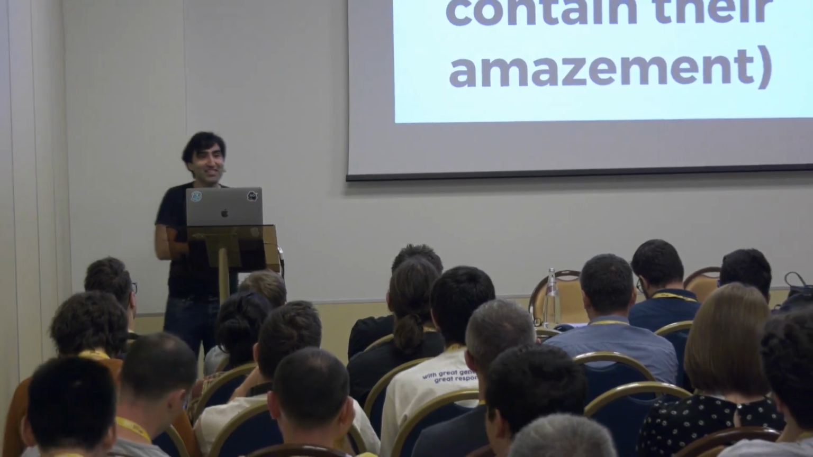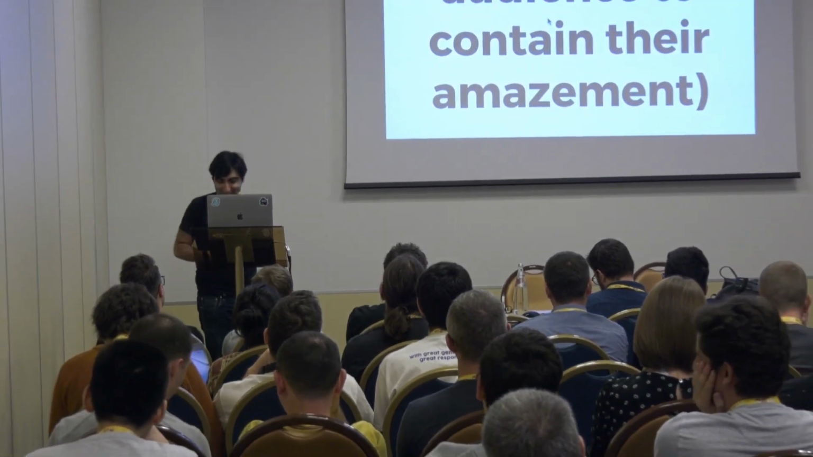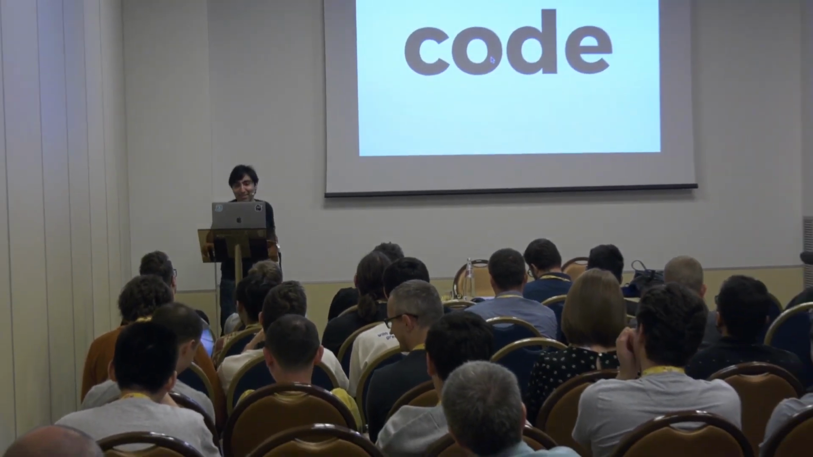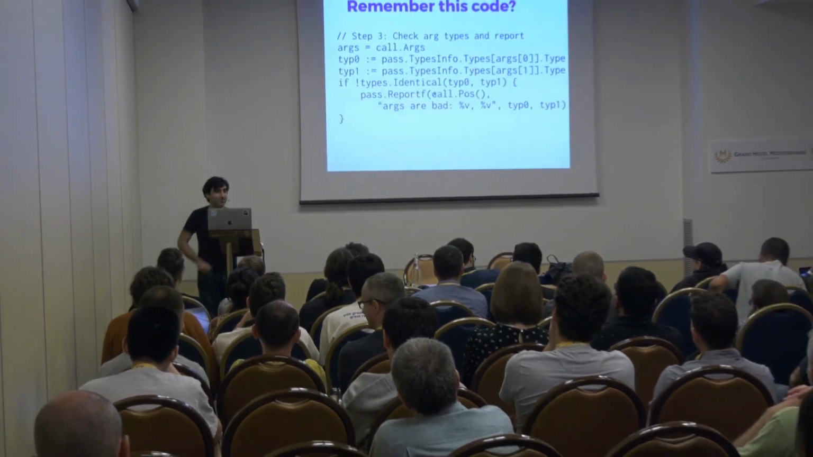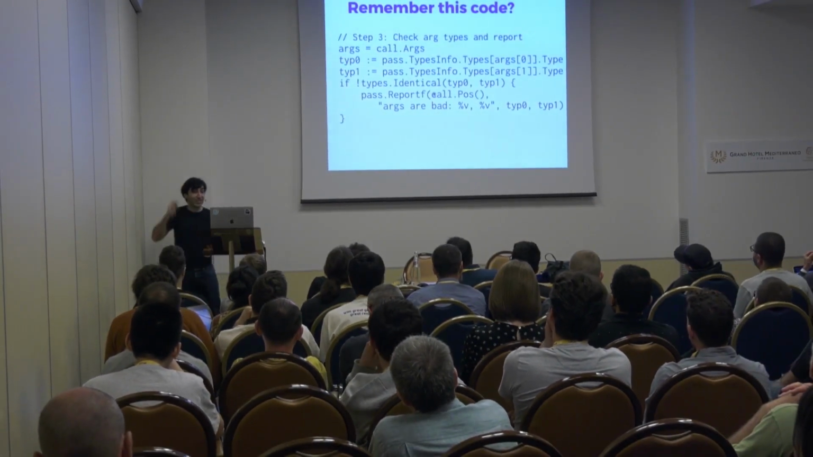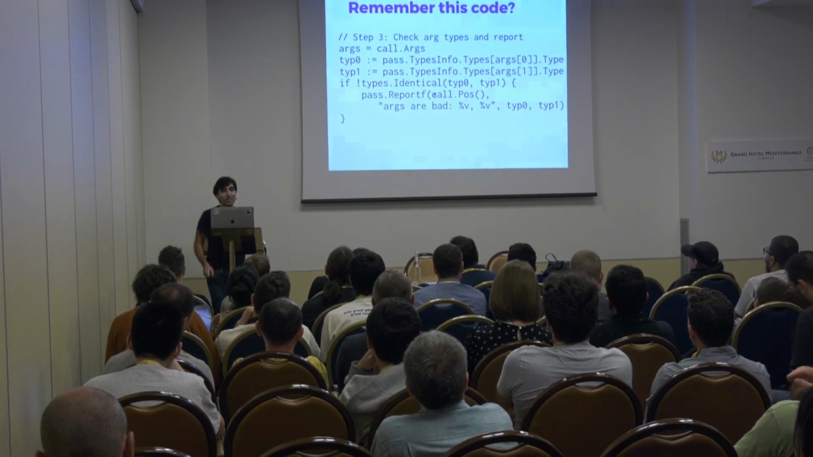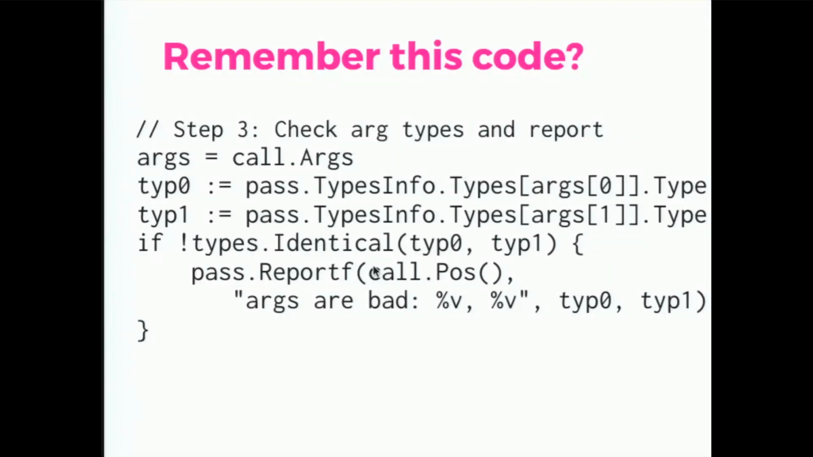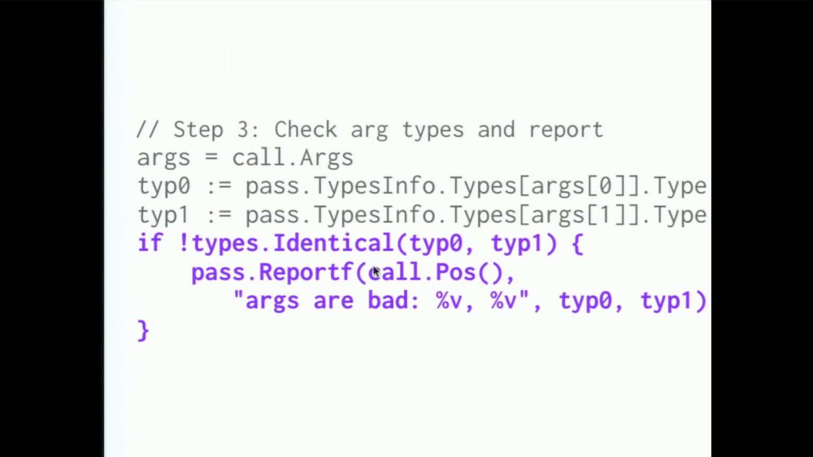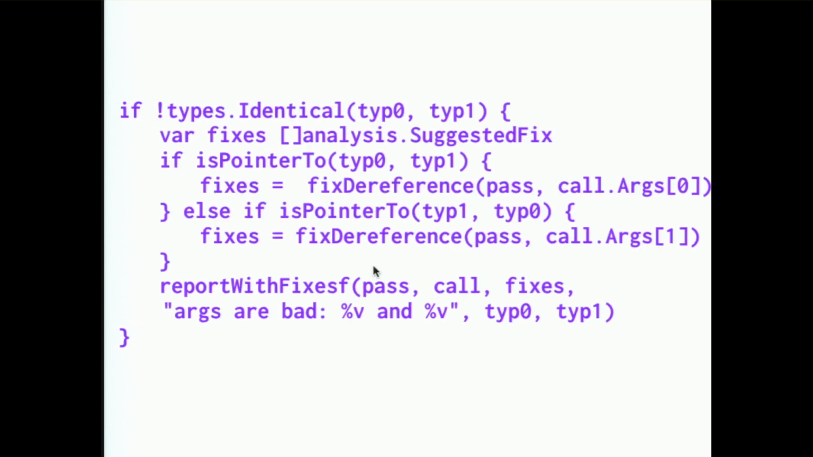Okay, suggested fixes. We've seen how it works. Let's see how we can implement it. This was step 3 of our analysis. This is where we checked to see that the types were the same. And we're going to change the code that reported a diagnostic to also add a suggested fix. So this is going to look like this.